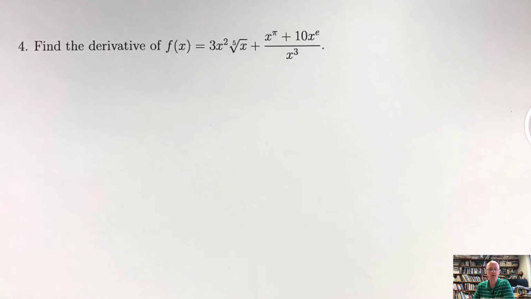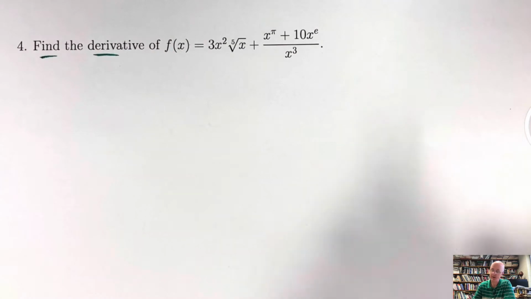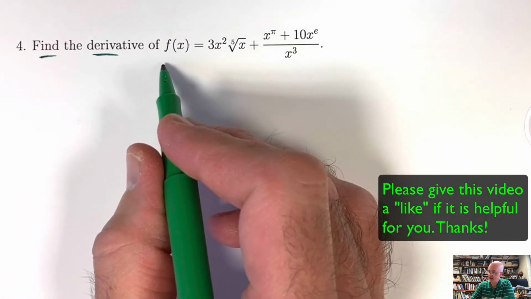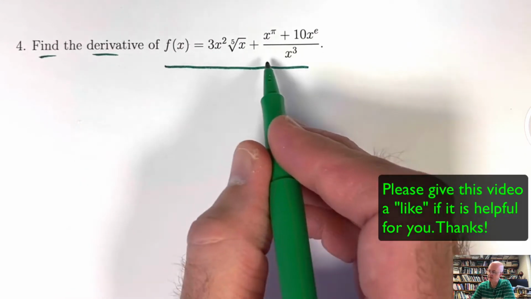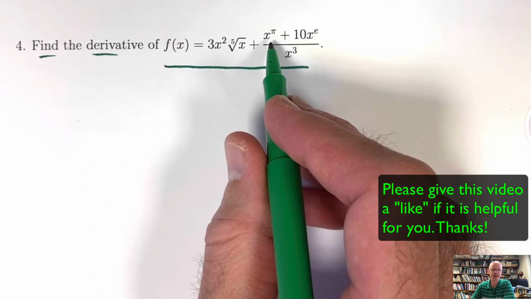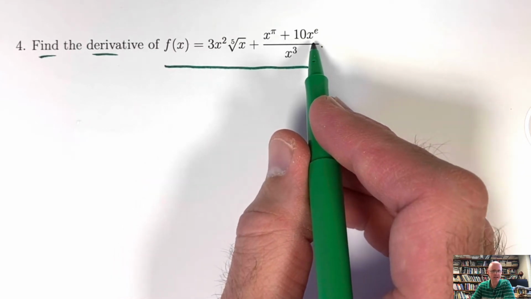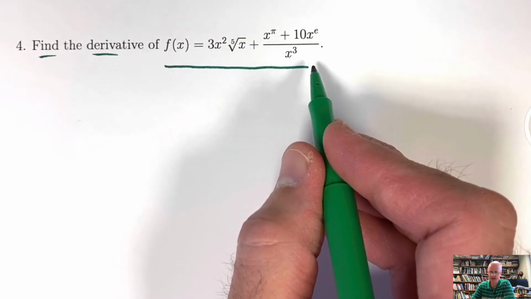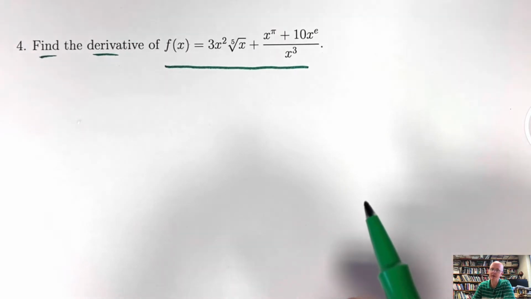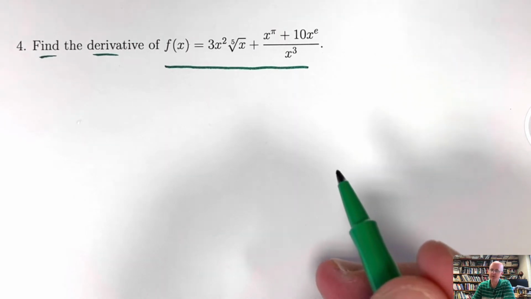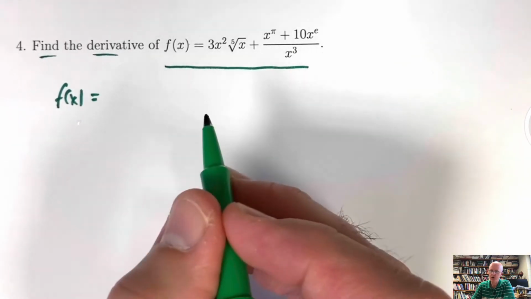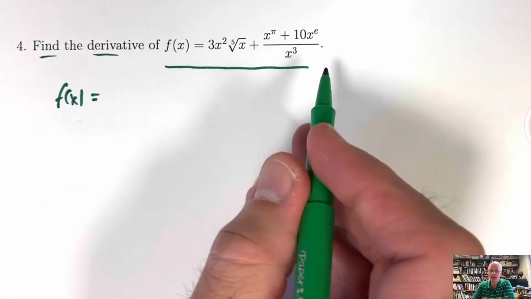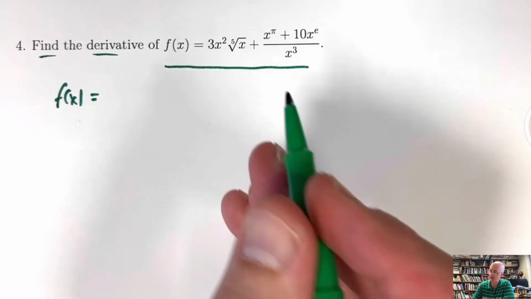Number 4 also involves the power rule and linearity, and it just says find the derivative, so evidently we must be able to do it, of the function f of x equals 3x squared times the 5th root of x plus a fraction, yikes, x to the pi power, weird, plus 10x to the e power all over x cubed. It doesn't look like it's possible, but these rules, as well as algebra facts, are powerful. First, before we try to apply the rules, write the entire thing as a linear combination of power functions.